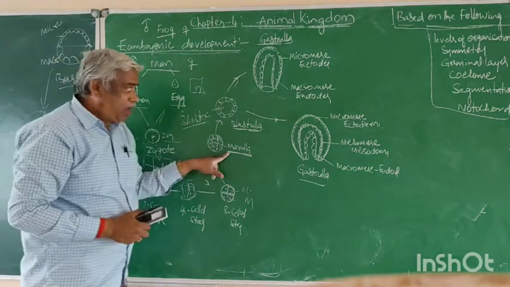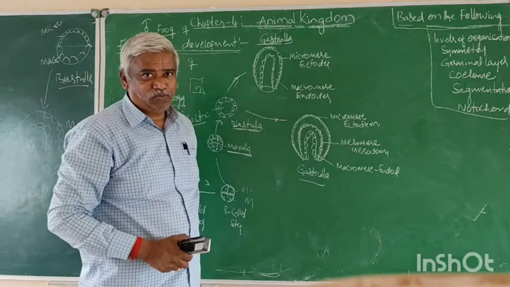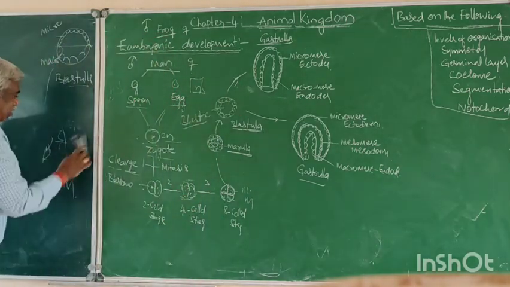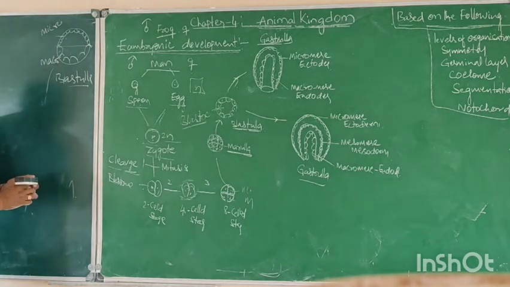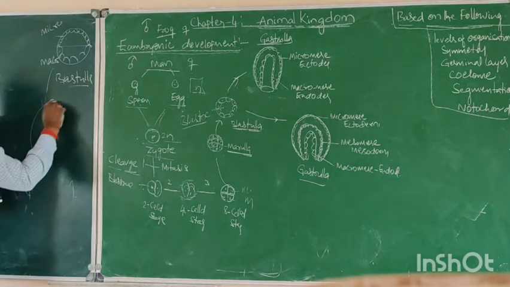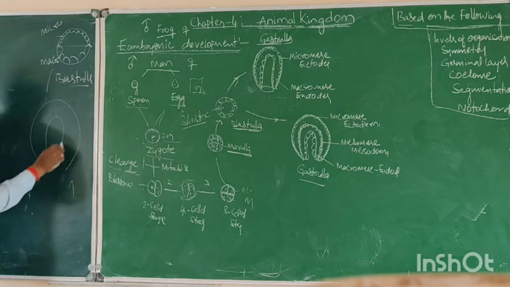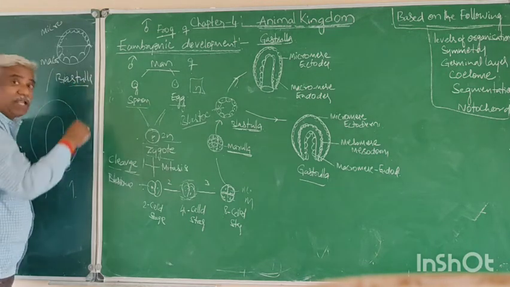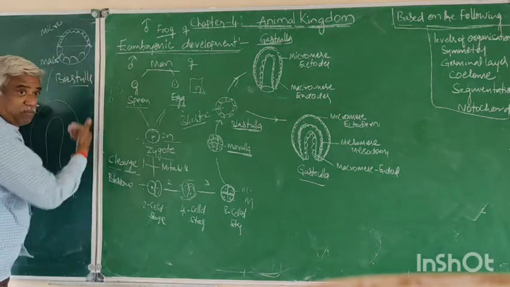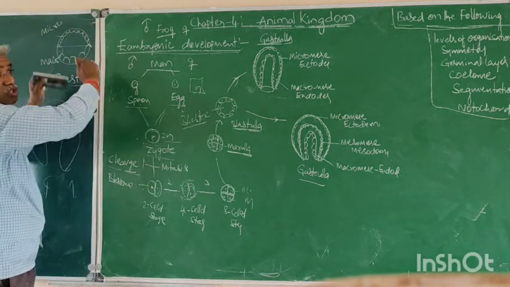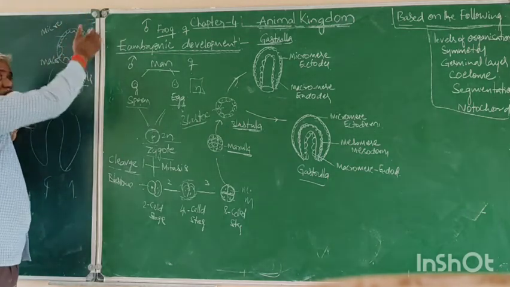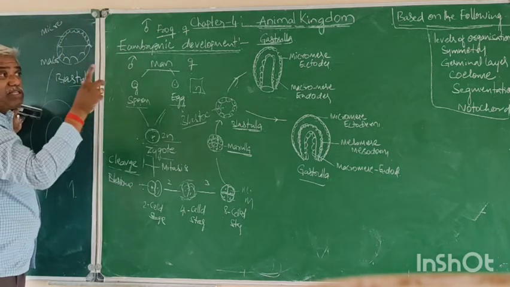So, morula, blastula, gastrula. The gastrula is a tube-like structure. Before the gastrula, what is the stage? Blastula. How does the blastula become the gastrula? By invagination, inward growth. Which half goes inward, the inner half or the outer half? The inner half.